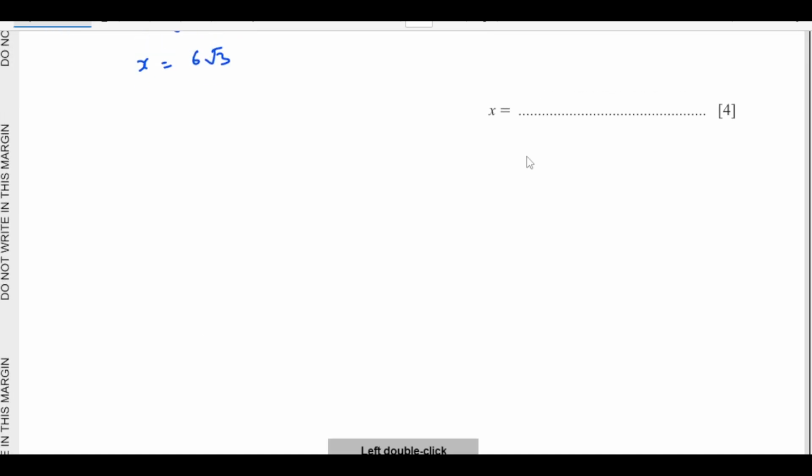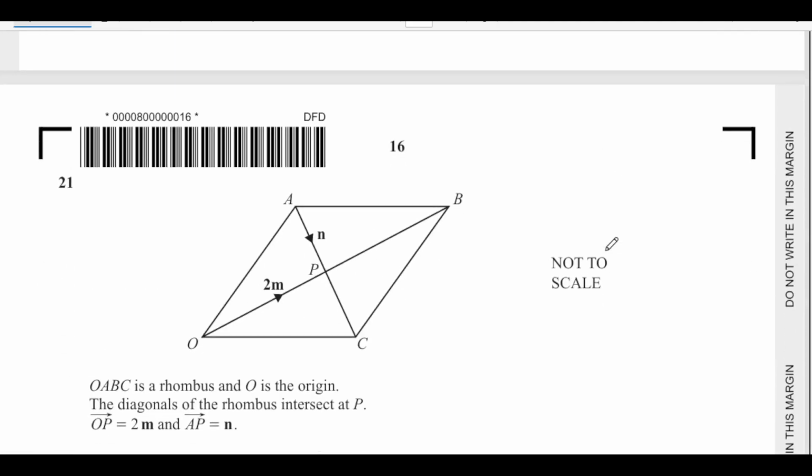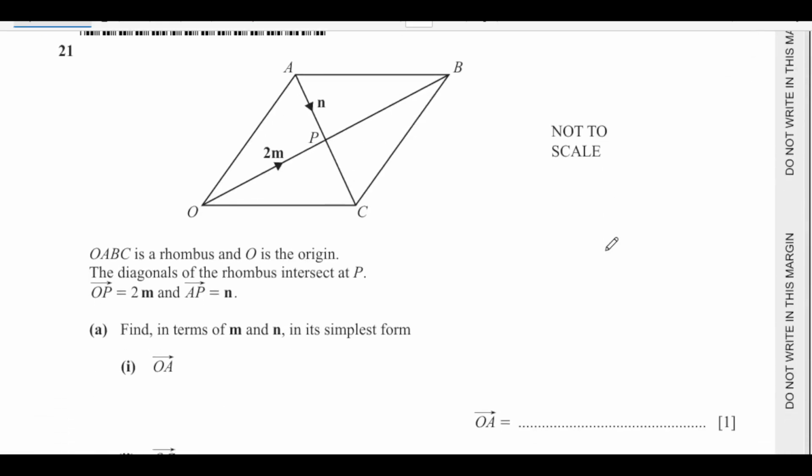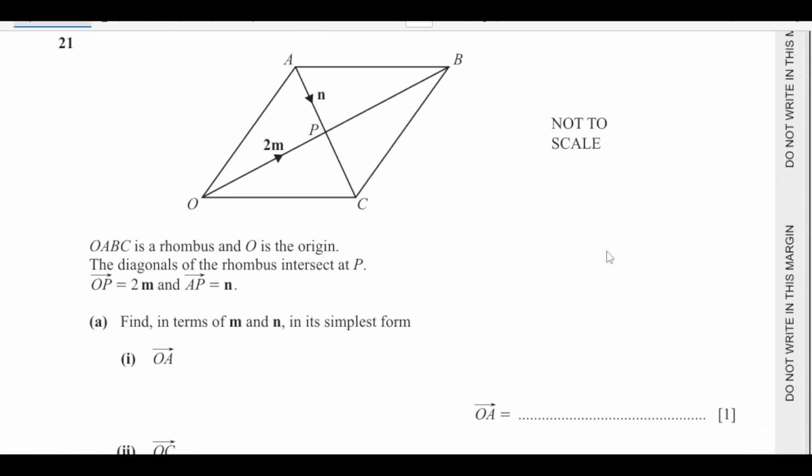So we are not going to substitute any number for square root 3, right? Now next we have number 21, a question from vectors here. OABC is a rhombus and O is the origin. OABC, okay, O is the origin. The diagonals of the rhombus intersect at point P. You can see here OP is 2m, AP is n. Find OA and OC in terms of m and n, in simplest form.